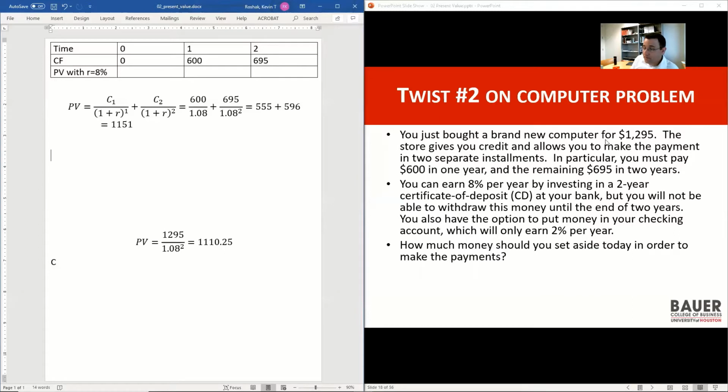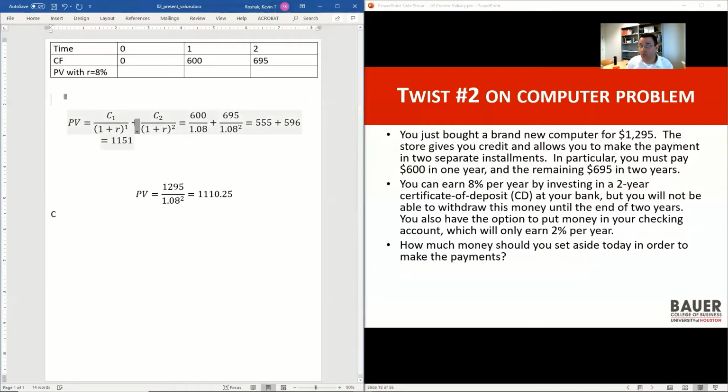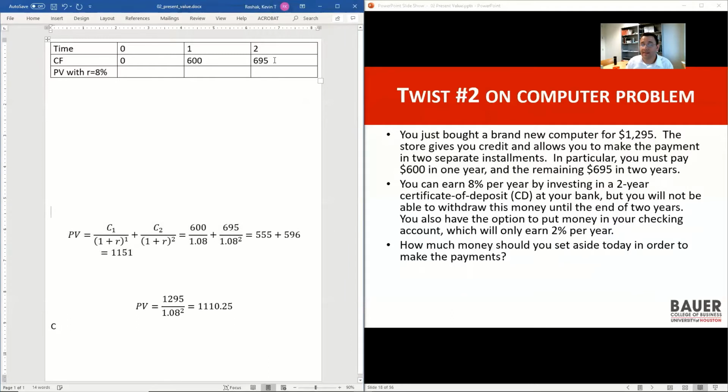Same exact problem. The computer still costs $12.95. Okay, the store is still going to give you credit. And in fact, the cash flows are going to be the same as before. Best Buy requires you to pay $600 at time 1, and they require you to pay $695 at time 2. So that's all the same. Okay. Here's the wrinkle.